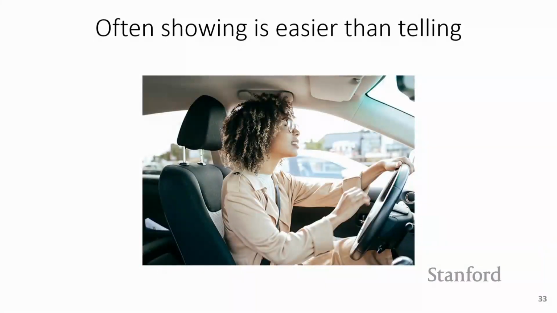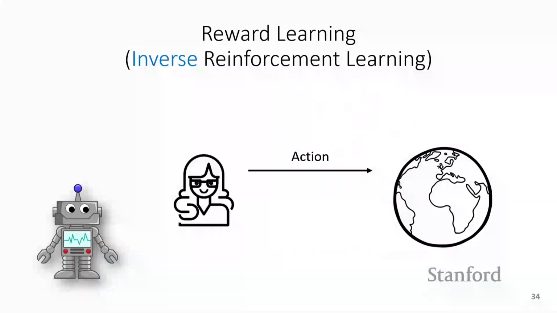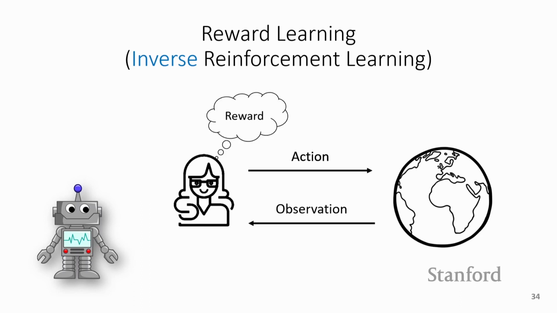And this is often a painful process. There are a lot of tasks where showing is maybe easier than telling. Driving is a classic example where it's really hard for me to sit down and write down a reward function that describes all the important things for driving. But it's very easy for me to hop into a car and show you an example of pretty good driving behavior. And so a lot of my work looks at this idea of inverse reinforcement learning, where we're now taking the role of the observer. We're watching a human interact with the environment.